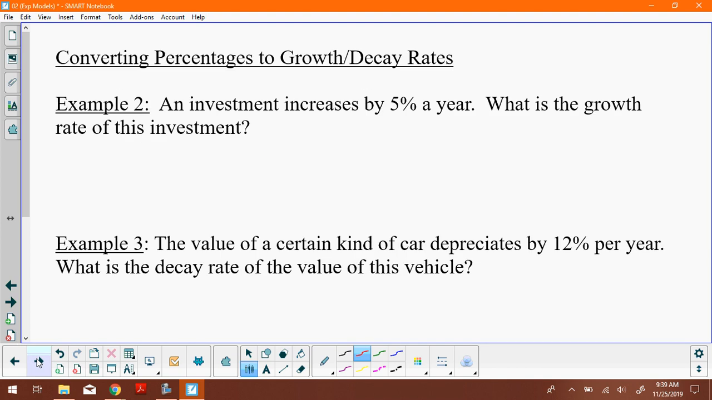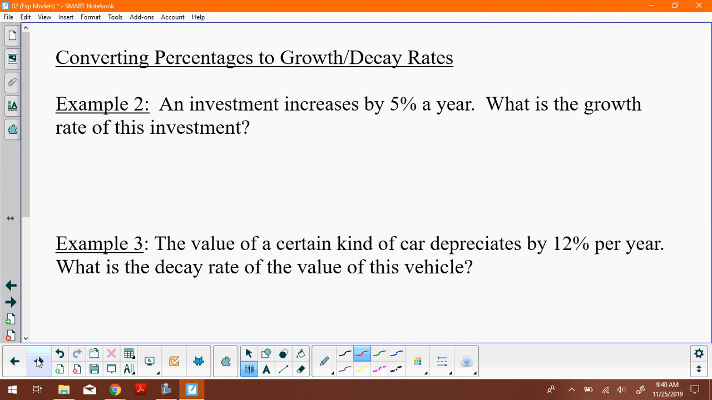Next thing we're going to talk about briefly is how to convert percentages into growth and decay rates. Often you're given it as a percent growth or percent decrease, and you have to be able to change that into the value of b here. Again, this really comes off the compound interest formula.